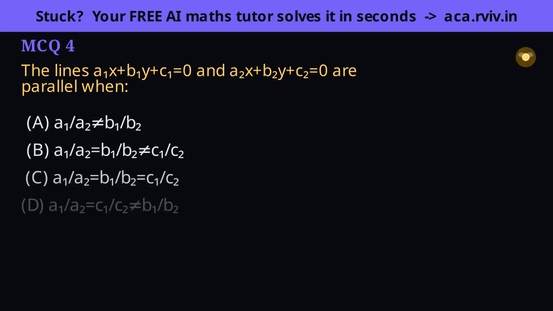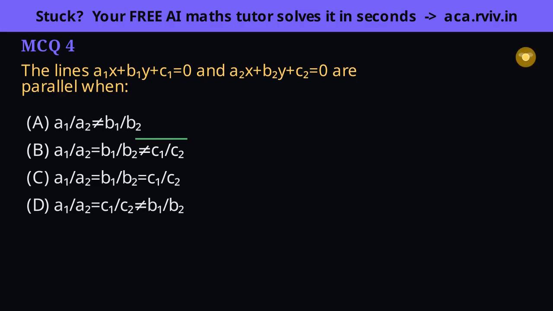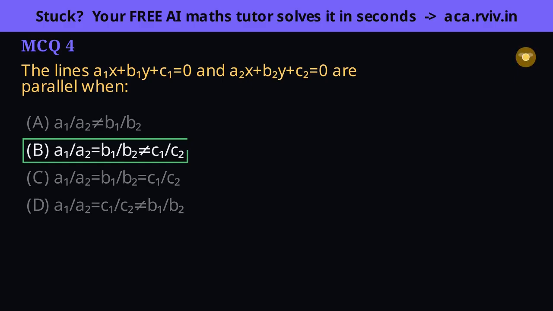Consider the four options. The second option, A and B ratios equal but C ratio different, is exactly parallel. Equal slopes keep the lines from converging, and the unequal constant keeps them from coinciding. Option 1, A and B ratios unequal, is intersecting lines. Option 3, all three equal, is coincident, the same line. And option 4 mixes the ratios in a way that has no clean geometric meaning. So only the second describes true parallel lines.